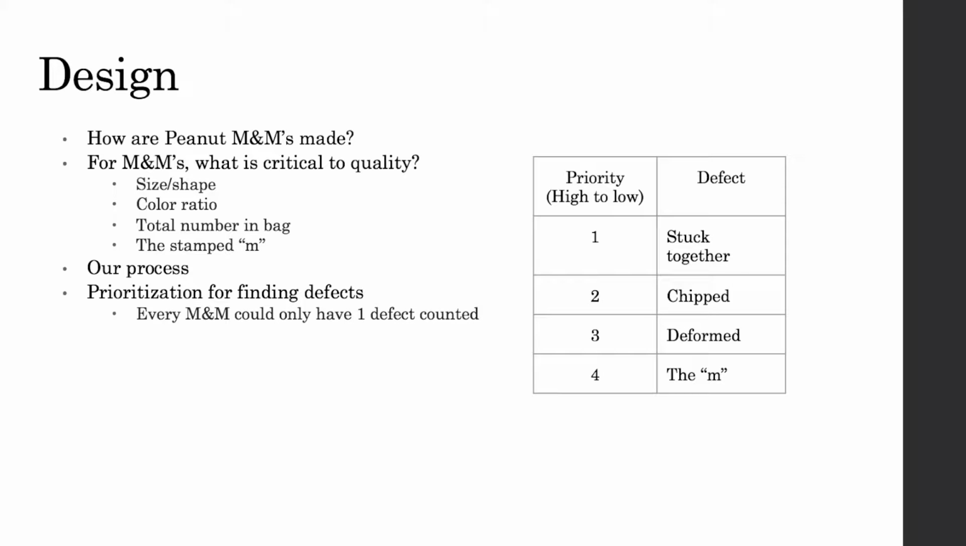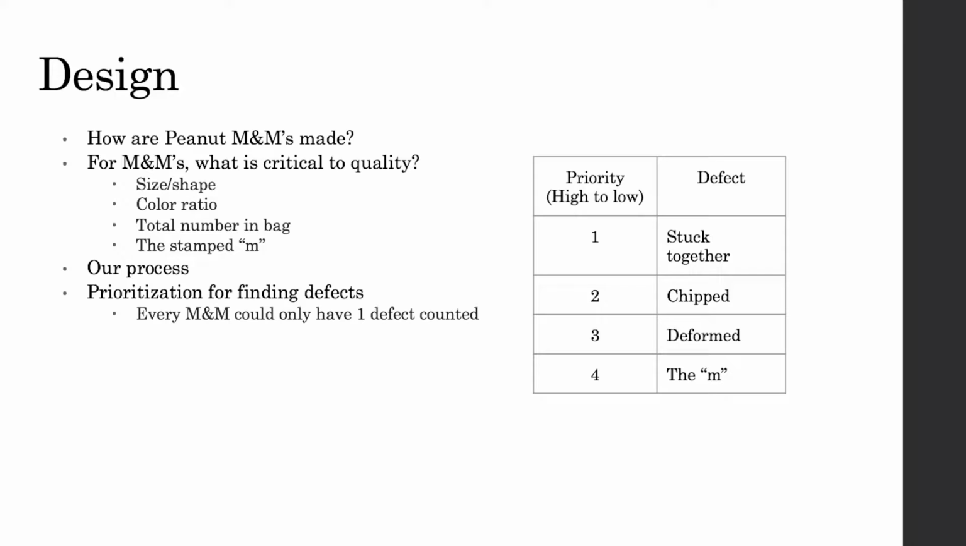From our research, we were able to find that the peanut M&M manufacturing process is as follows. First, the chocolate is made and poured over the peanuts in silicone molds. Once the chocolate is hardened, it is then tumbled until they are made smooth. Next, the candy coating is sprayed on in layers and proceeds to have the M stamped on.